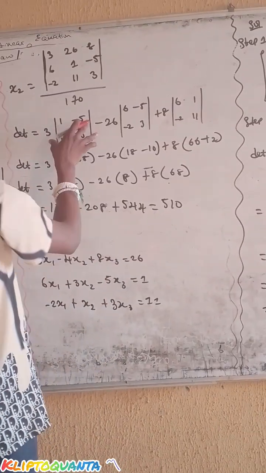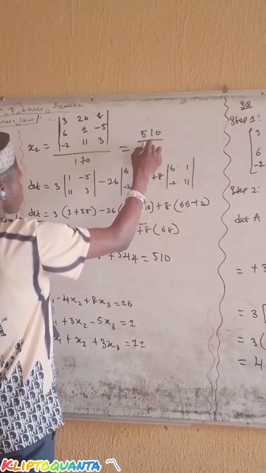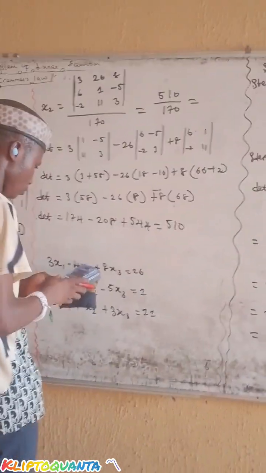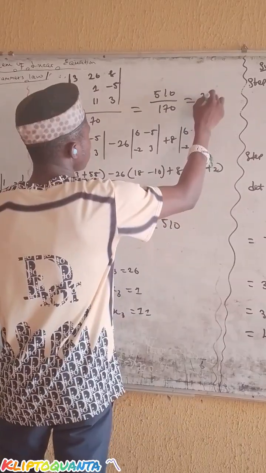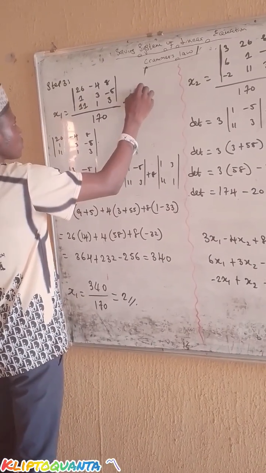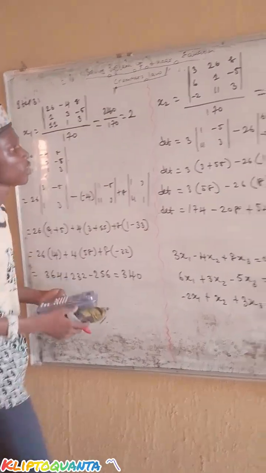This one is what? 510 divided by what? 170. So that should give us K. So that will give us K. We said 340 divided by 170, and that gives us what? 2. So that is the sum for the second aspect of it.